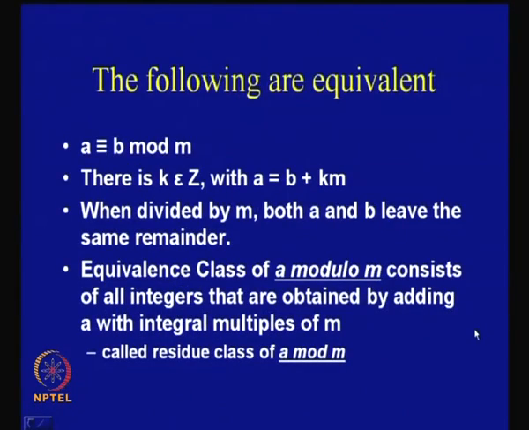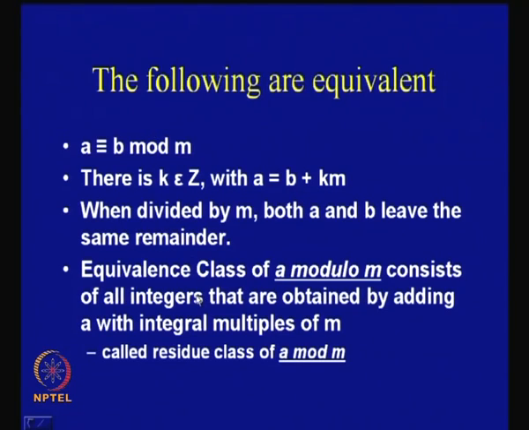Now the following are actually some equivalent statements, and you can easily verify them. It says that A is congruent to B mod M is the same as saying that there is an integer value of k which satisfies that A is equal to B plus kM. So this is what I just wrote in the previous slide. So you see that M divides A minus B, because A minus B is k, which is an integer, multiplied with M. So it's an integral multiple of M. Now when divided by M, both A and B leave the same remainder. So this is also the same as saying A is congruent to B modulo M.